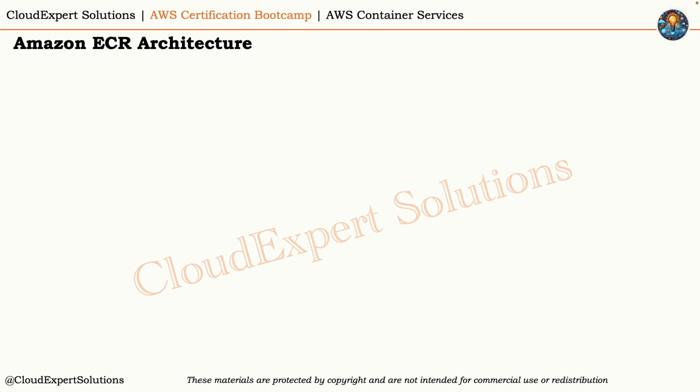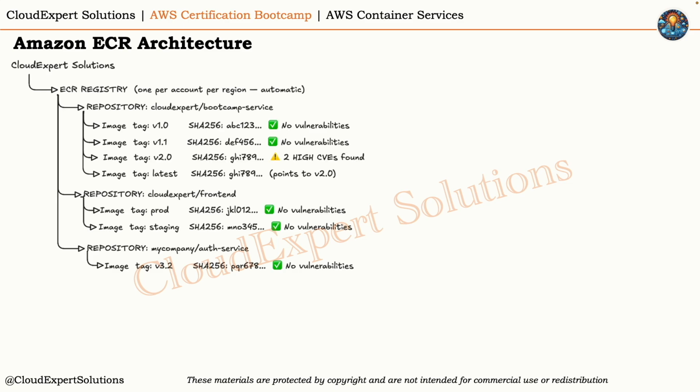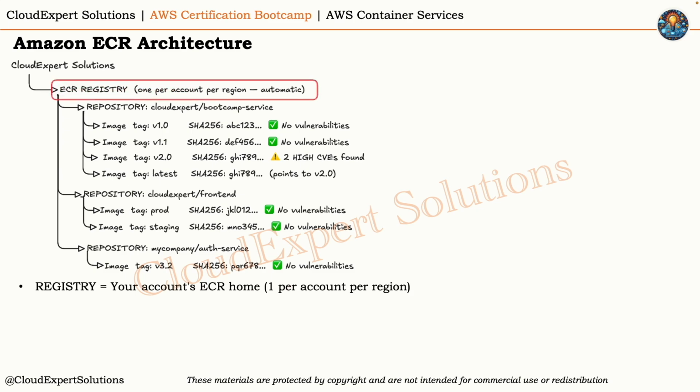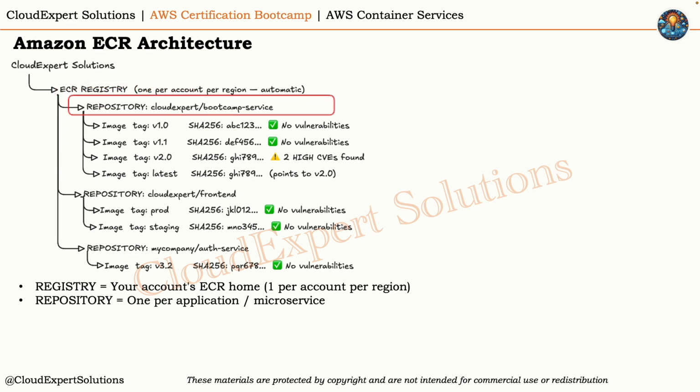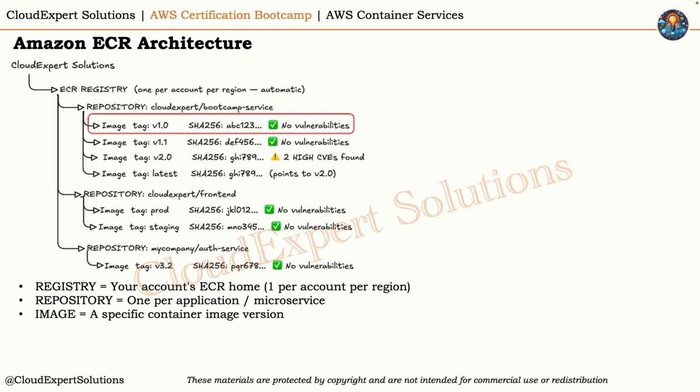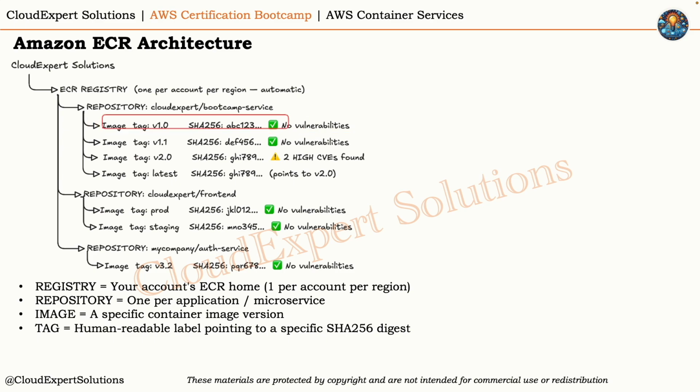Next up, ECR architecture. There are 3 levels to understand. This is a representation of your image registry when you have multiple repos. Your AWS account gets one ECR registry per region automatically. Inside that registry, you create repositories, one per application or microservice. Don't get confused between the registry and the repository. Inside each repository, you store multiple image versions, each with a tag like version 1.0 or version 2.0 and identified by a SHA-256 digest. The SHA-256 digest will be unique per image version.